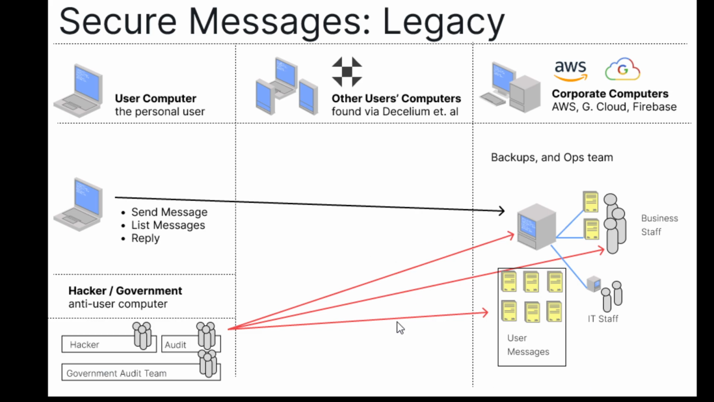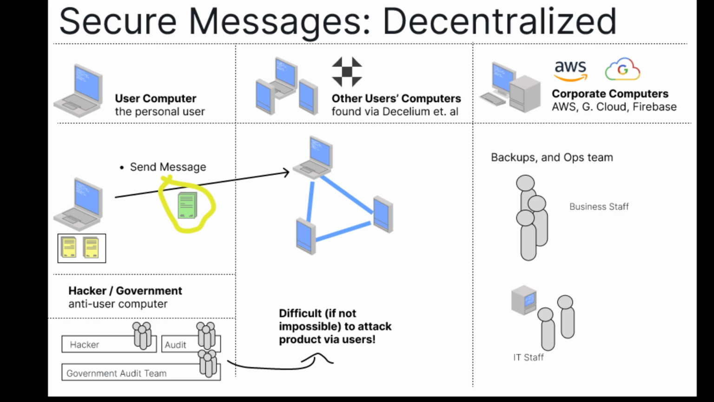So this is a pretty classic approach. What some companies like Signal do is they just delete the messages on delivery, so they don't actually retain any. The Decelium network takes this approach one level further, because we ask, well, what if we didn't get the message in the first place?